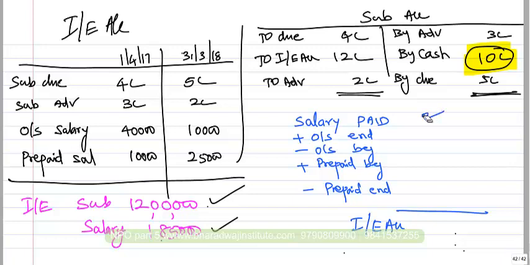So far, this will be given to us. This we have to work out. Now reverse. What is given? Income and expenditure account is given. What is the salary given? 1,85,000 is given. We want salary paid. Now tell me the other details. What is outstanding salary at the end? At the end 10,000. At the beginning 40,000. Then prepaid at the beginning 10,000. At the end 25,000.